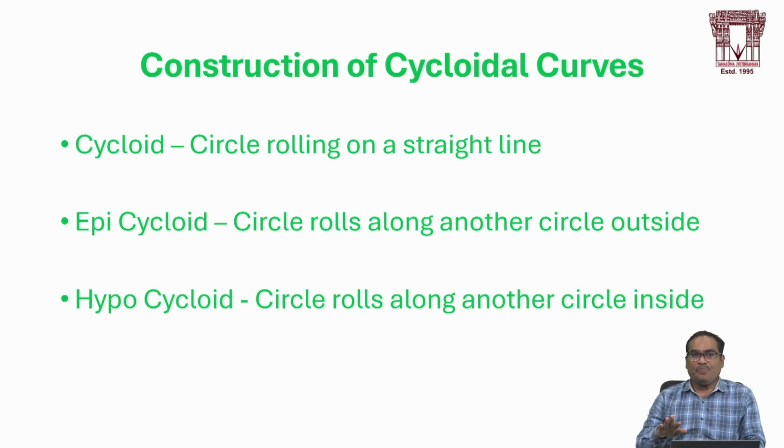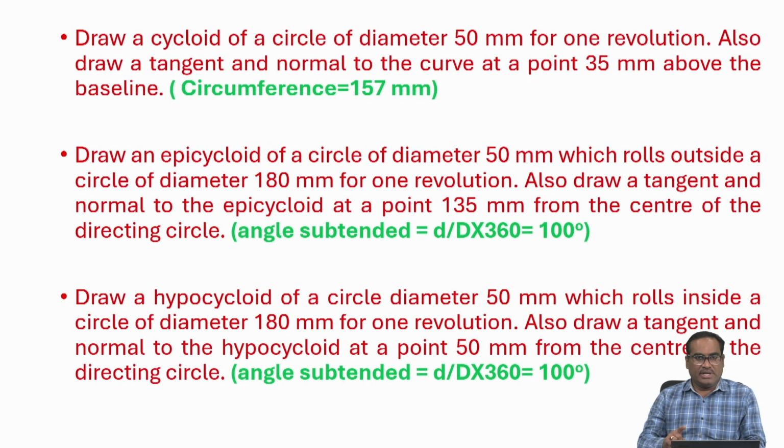First, I'll show you the construction of a cycloid. Here is the problem: draw a cycloid of a circle of diameter 50 mm for one complete revolution. Also draw a tangent and normal to the curve at a point 35 mm above the baseline. Here the circumference is important. 2 pi r or pi d gives a circumference of 157 mm. Now I will go to the AutoCAD window where I will show you the construction.